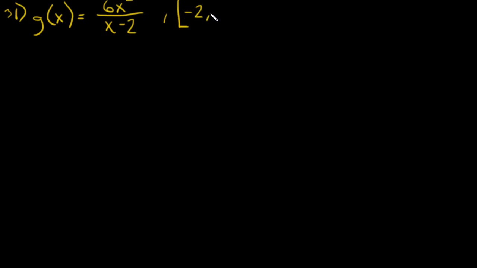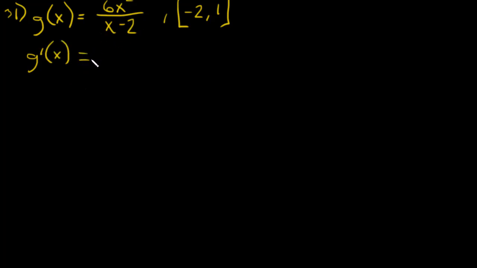So the next one was 31, and 31 was g of x is equal to 6x squared over x minus 2. And the domain that we're looking at is between negative 2 and 1. Alrighty, so first things first, I need to take the derivative, and this is going to be a quotient rule.